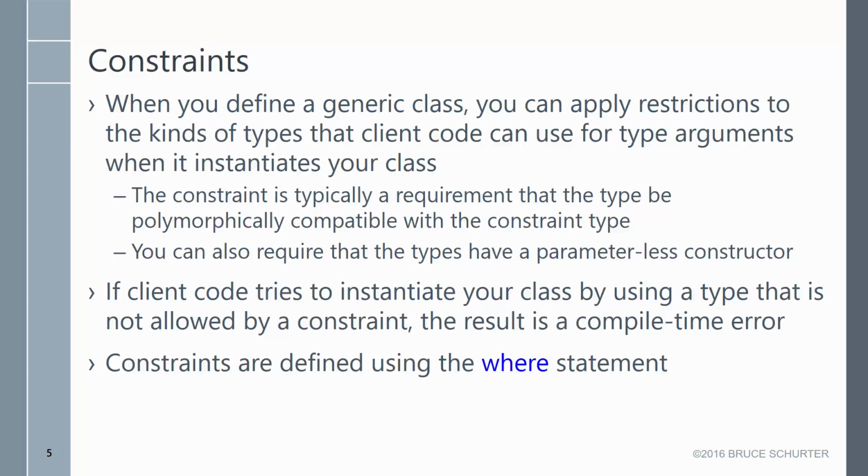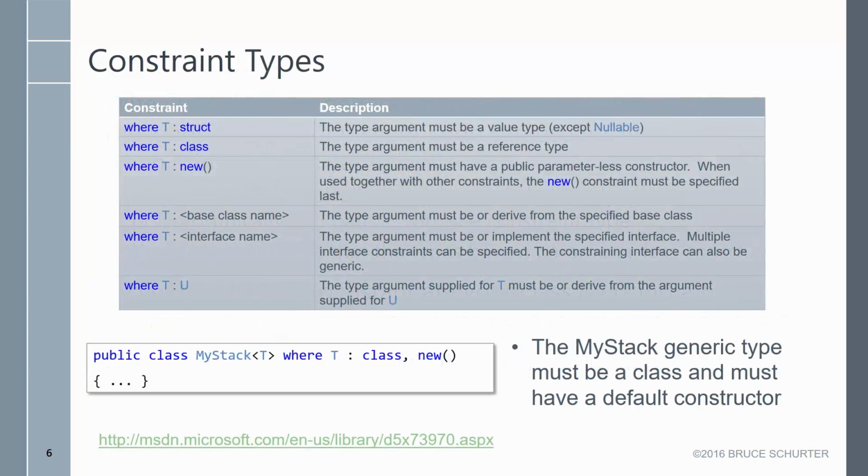So here are some of the constraints you can use. You can say that a type is constrained to a struct, which means it must be a value type except nullable. It doesn't literally mean it has to be a struct, but things like int, double, etc. It just can't be of the nullable struct type. Where T is of type class, the type argument must be a reference type of any type.